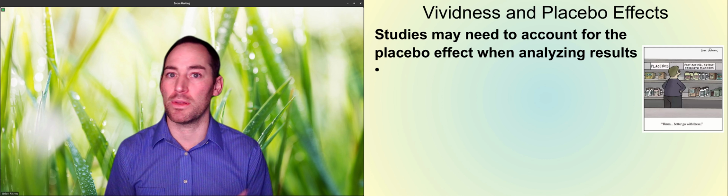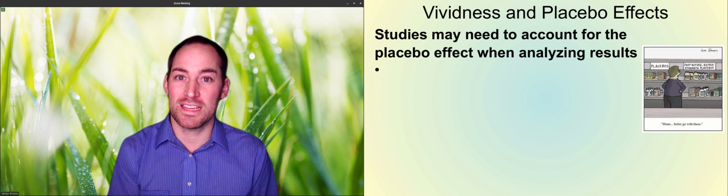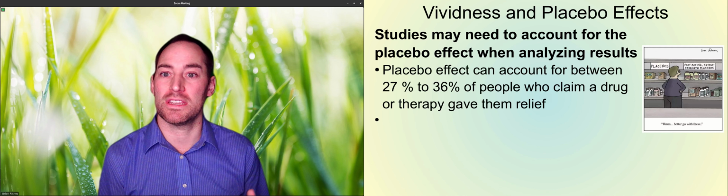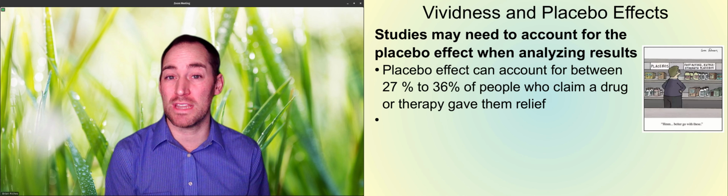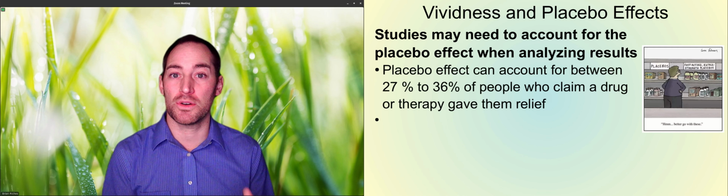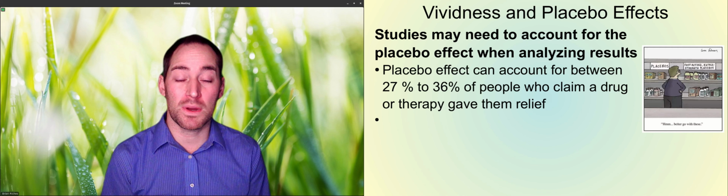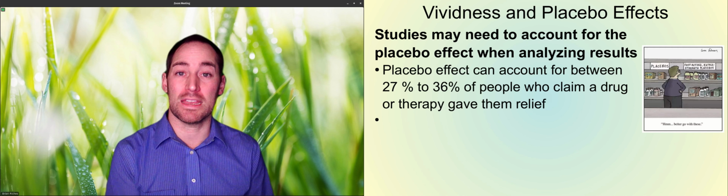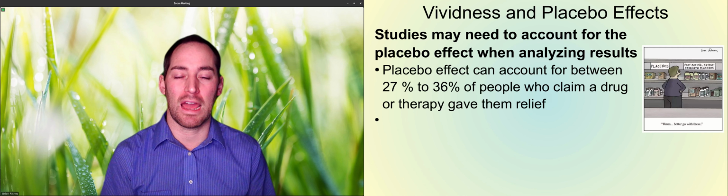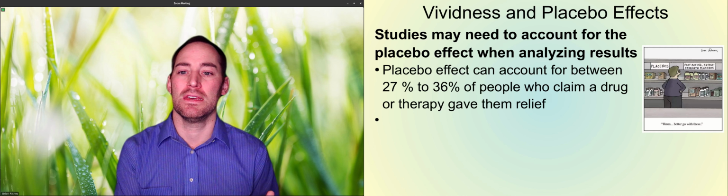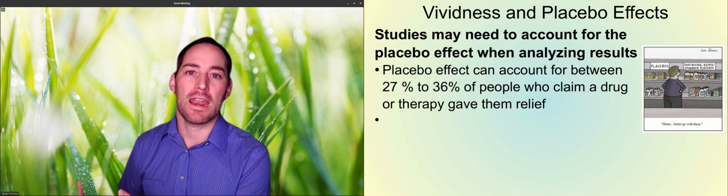There's been enough studies on placebos in medicine, for example, that for different kinds of medicine, there are statistically known quantities of about how often placebo effects happen. So placebo effects can account for about 27 to 30% or 36% of people who claim a drug therapy gave them relief. So that's a really high percentage. They're getting a sugar pill, and 27 to 36% of people claim that it gave them relief. So when doing the statistical analysis of these things, you need to account for that. Realize that there is a portion of that population who just had this drug that had a placebo effect.